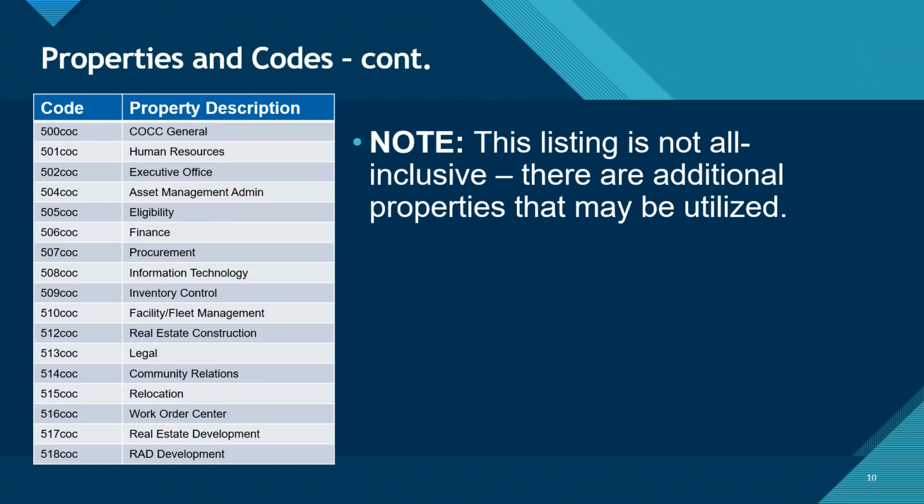The properties and corresponding codes listed here are for departments at CMHA main campus that may order services or products. You will need the code and the property description to submit invoices. You can find these codes on the purchase orders themselves. This listing is not all-inclusive. There are additional properties that may be utilized, but this is a good list of the main properties that you will receive purchase orders for.